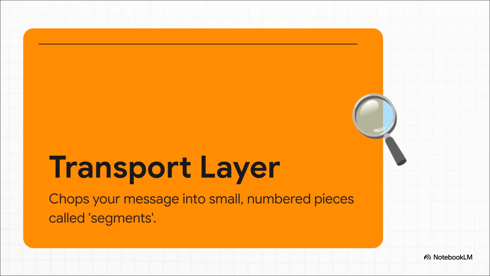Next up, your message gets handed off to the transport layer. Think of this layer as the quality control manager. It takes your big email, chops it up into these smaller, much more manageable pieces called segments, and then it slaps a number on each one so they can be put back together in the right order when they arrive.